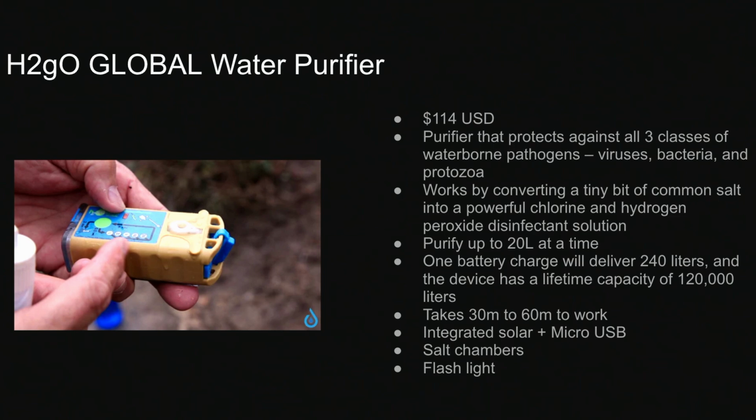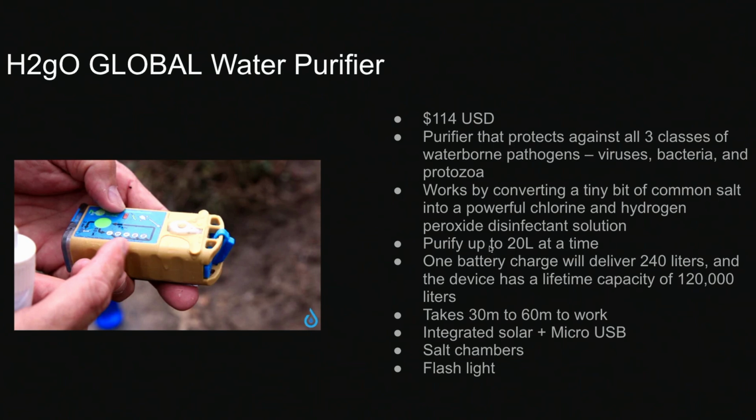But this particular device, it's $115. And of course, it purifies against all 3 classes of waterborne pathogens: virus, bacteria, and protozoa. It converts a tiny bit of common salt into a chlorine and hydrogen peroxide disinfectant solution. I'll go a bit into the science behind this.